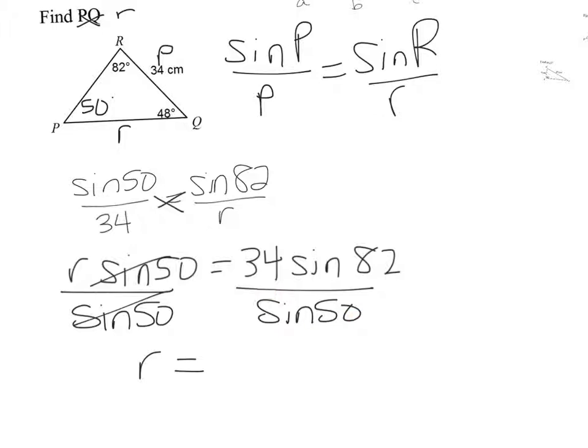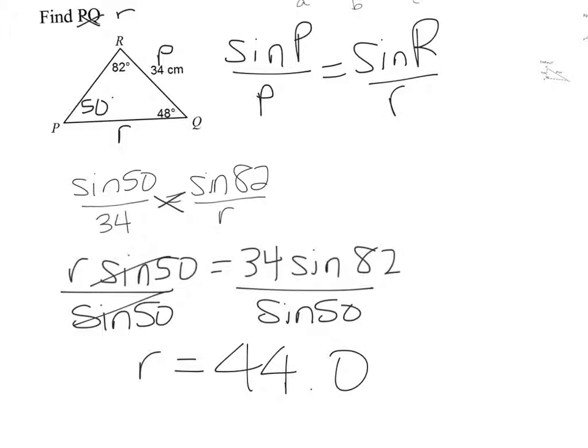If you don't think you can do it all at once, do 34 times the sine of 82, and then hit enter, and then divide by sine of 50. So I'm going to give you guys all a second to do that in your calculator, and I'm going to do it in my calculator. Now remember, guys, that you need to be in degree mode here. We still haven't switched it, so that should not be a big issue. So when I put that in my calculator, I get about 43.95. So if I round that to the nearest tenth, that gives me 44.0.